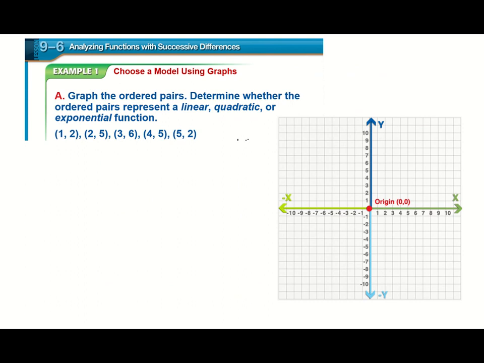This problem says graph the ordered pairs and then determine whether the ordered pairs represent a linear, quadratic, or exponential function. So I'm going to just plot those points. So (1, 2), (2, 5), (3, 6), (4, 5), and then (5, 2). And then if I connect those dots, that looks like a parabola. So we're going to say it's a quadratic function.